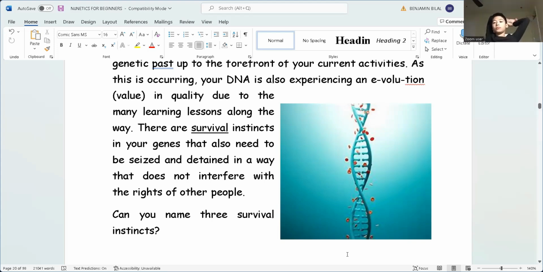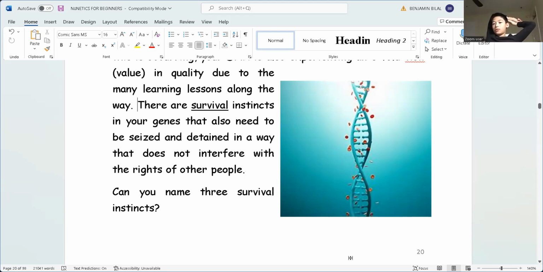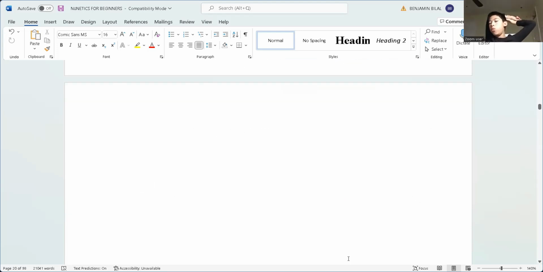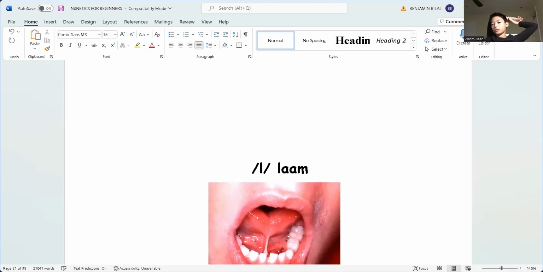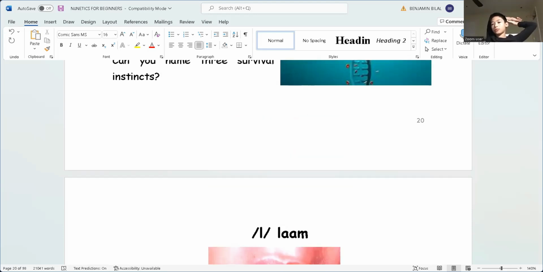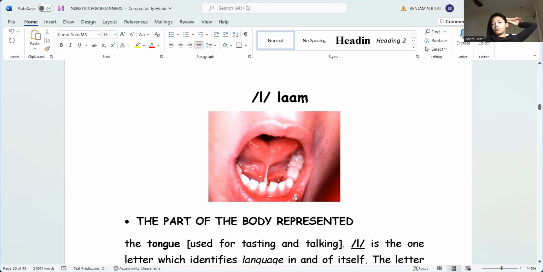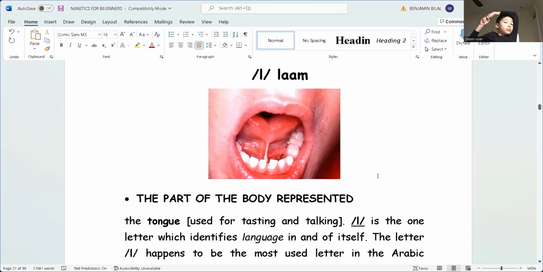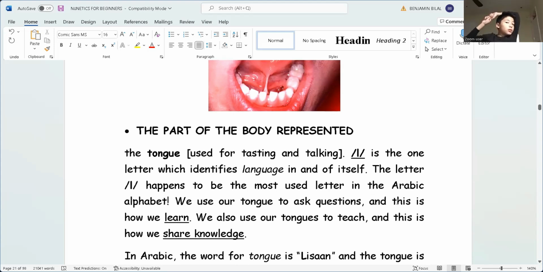So we're going to touch just very briefly, very lightly on that second letter again. Now, remember, we went over these letters already 2 weeks in a row. So this is not you learning anything new. This is you just reviewing with some additional notes that I've made on these letters. So that next letter is what in Khaleefah? The tongue. What's the letter? The lam. Very good. And the part of the body represented? The tongue, used for tasting and talking.